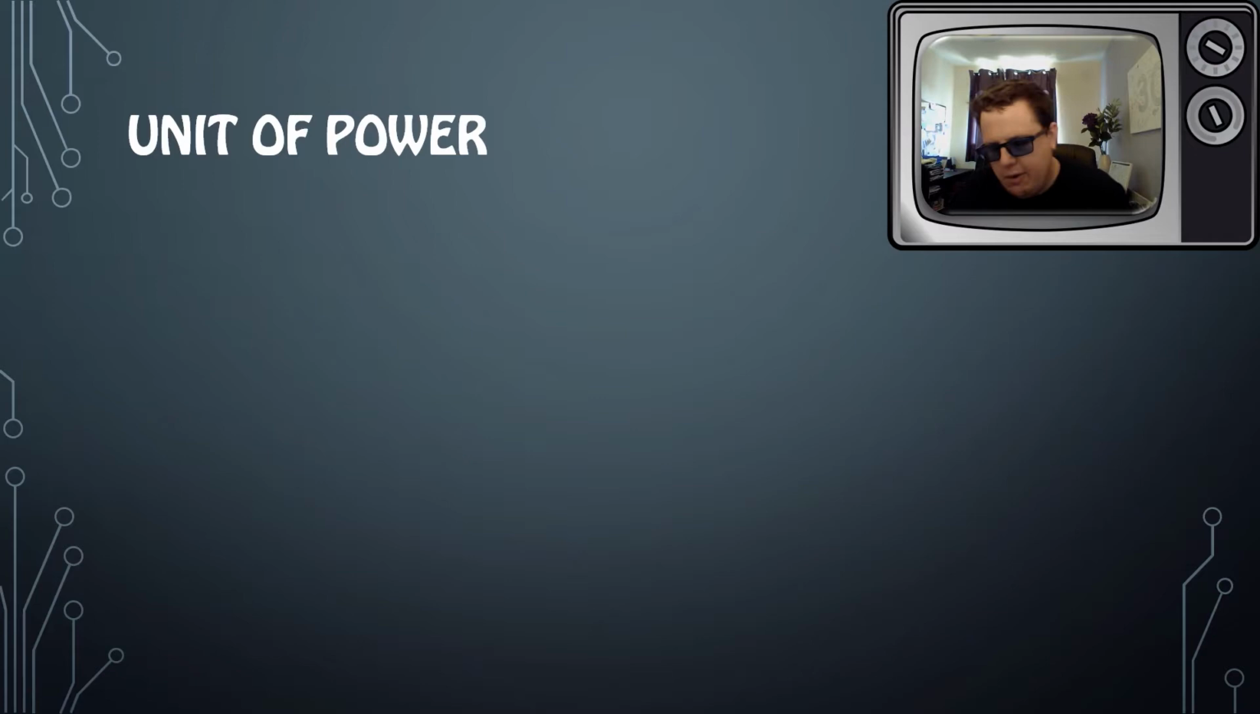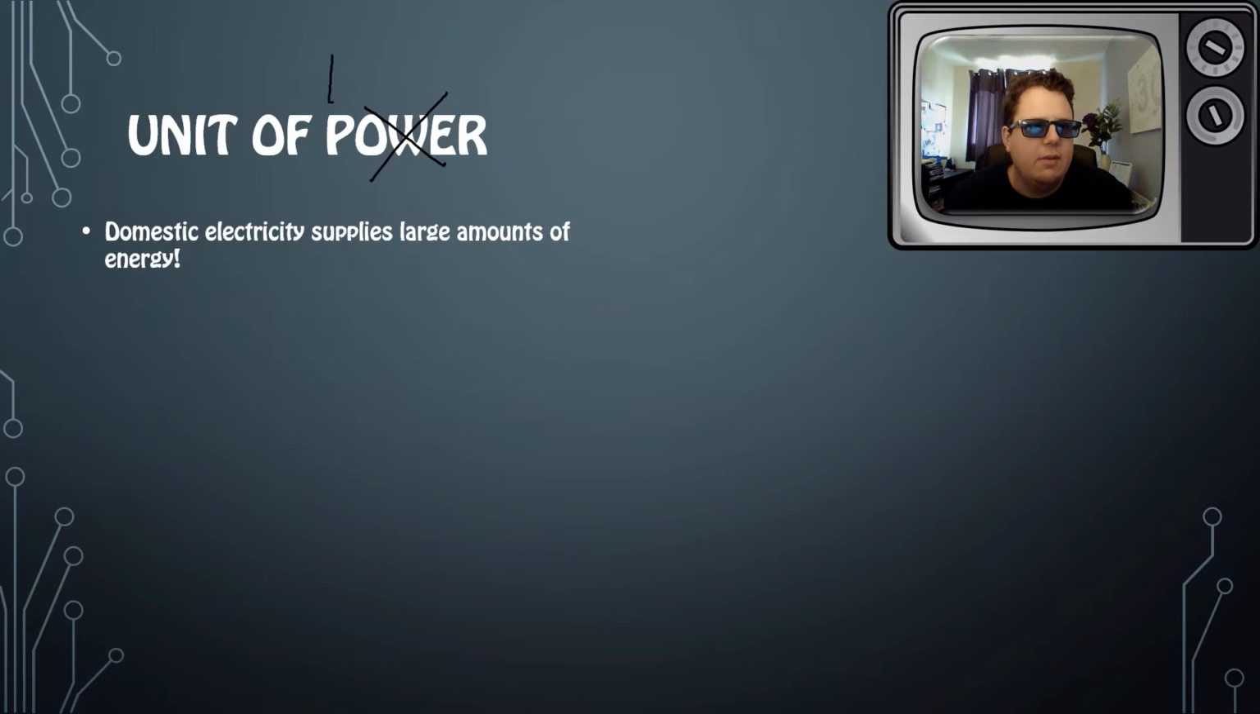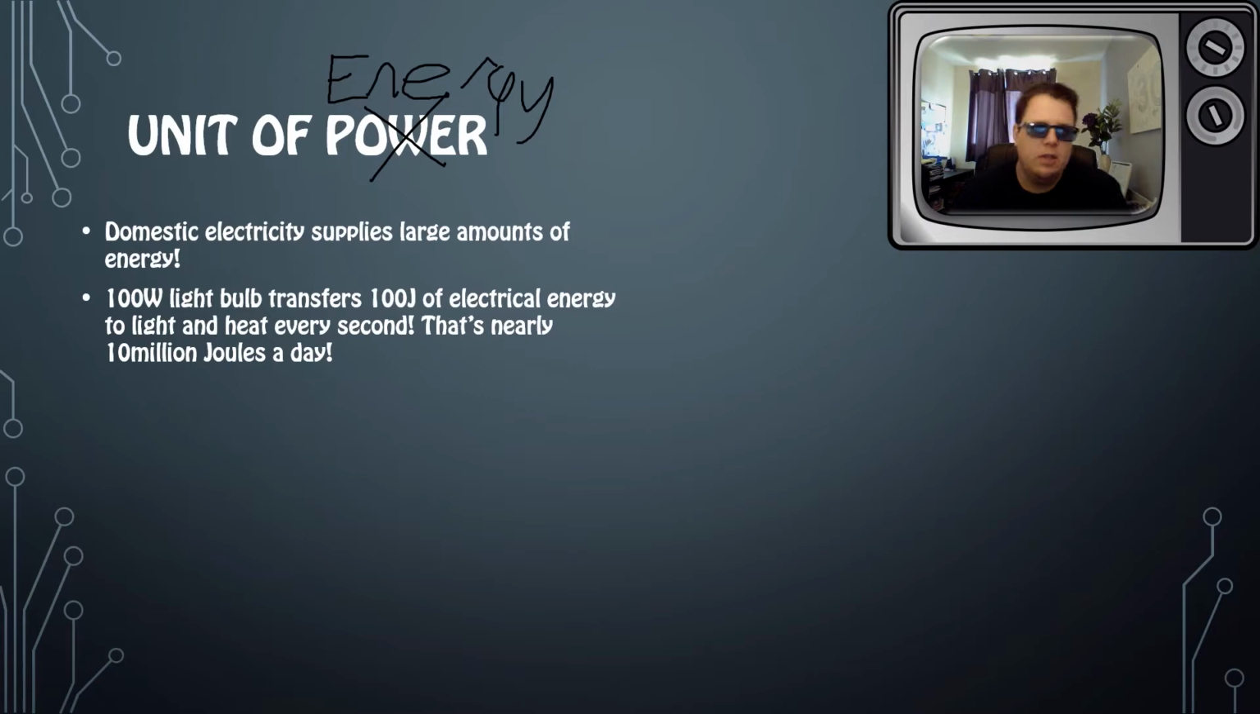Okay, the unit of power. Now, strictly speaking, we're talking about energy here. So this really should say energy. Alright, now, domestic electricity supplies, we're talking about large amounts of energy. If you think about a 100-watt light bulb, a 100-watt light bulb transfers 100 joules of electrical energy to light and heat every second. If you left that light bulb on for a day, that's nearly 10 million joules.